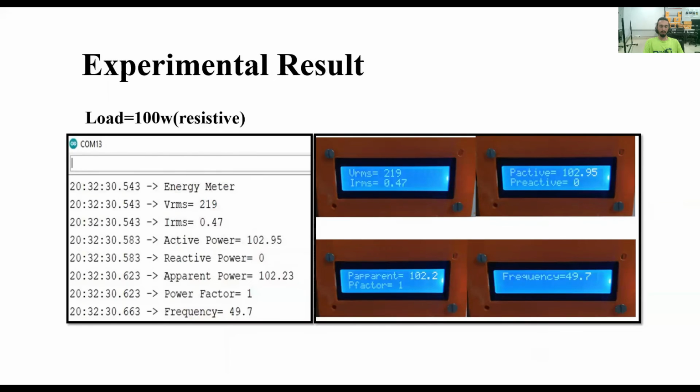Now these are the experimental results which we are getting. When we have connected a 100-watt resistive load, we are getting VRMS. This is the output on the serial monitor of Arduino, and this is the output on the 16x2 LCD. We have got 219 VRMS, 0.47 IRMS, and 102 active power. Reactive power is zero because the load is not inductive, and the power factor is one, and frequency is 49.7.